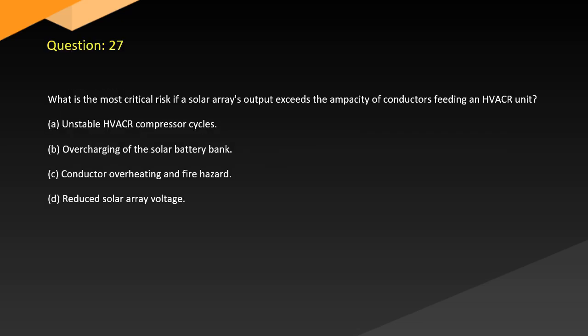Question 27. What is the most critical risk if a solar array's output exceeds the ampacity of conductors feeding an HVACR unit? A. Unstable HVACR compressor cycles. B. Overcharging of the solar battery bank. C. Conductor overheating and fire hazard. D. Reduced solar array voltage.